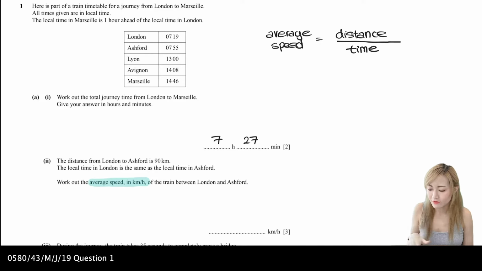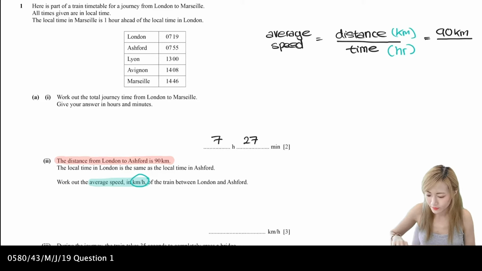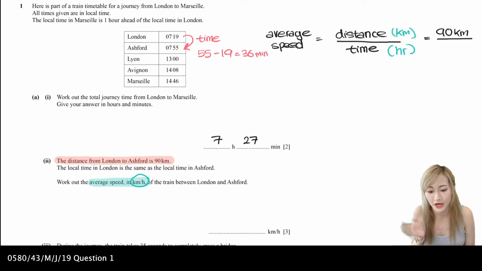And we want the average speed in kilometers per hour. So we want the unit of distance to be kilometers, and we want the unit of time to be hours. So we are given the distance in kilometers, which is 90 kilometers. And we are given the time from the timetable over here. So it takes 55 minus 19 minutes, which equals 36 minutes to get to Ashford.